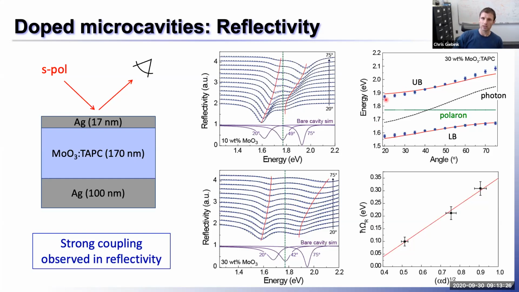In both cases, you get dispersion relations that are pretty well modeled with just a simple coupled oscillator Hamiltonian. And the magnitude of the Rabi splitting scales roughly with the square root of the absorbance as we vary the concentration of the moly oxide. So at this stage, it's pretty good evidence that we have observed strong coupling, at least in reflectivity.